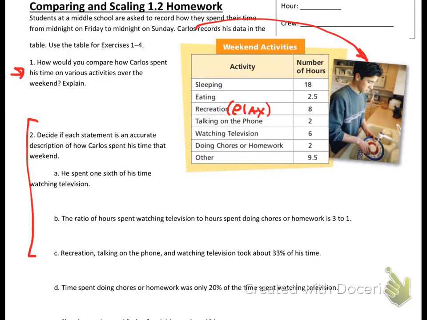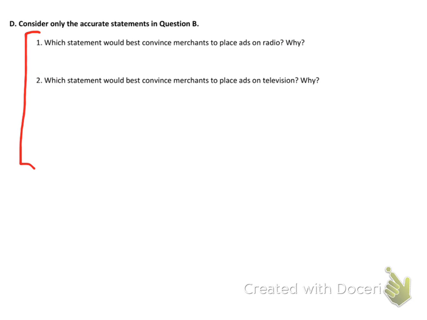But there's one thing you're going to need to do first before you do any of these. Take all of these numbers, 18, 2.5, 8, 2, 6, 2, and 9.5, add and give me the total hours. Okay, the total hours on the weekend will help you decide what will be in the fraction, what will be in the percentage, what will be in most of these problems. Okay, ladies and gentlemen, go ahead, fill out problem D with your best answers, and then start your homework. Have fun.